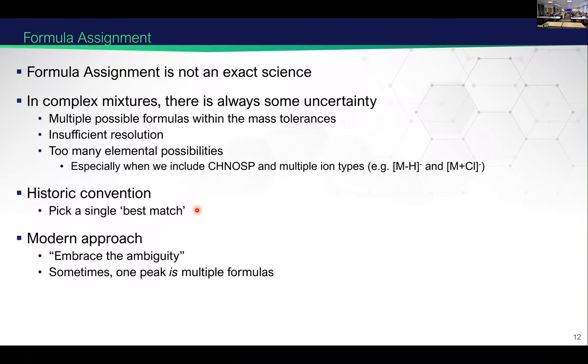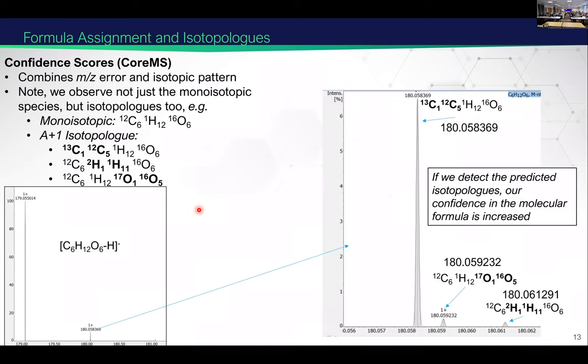Now, one of the historical conventions was we just say this is the best match, it's a close match, this one peak is this one formula. But what I would encourage is for people to think a little more open-mindedly, to embrace the ambiguity and accept that sometimes when we don't know for sure which one it is, we just have to treat it as both possible assignments. That said, there are other ways to improve our confidence in it.